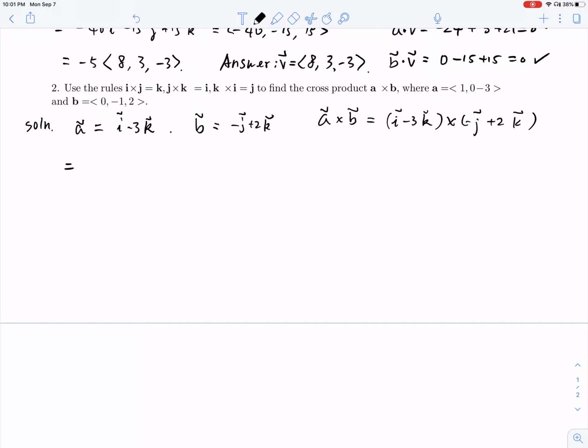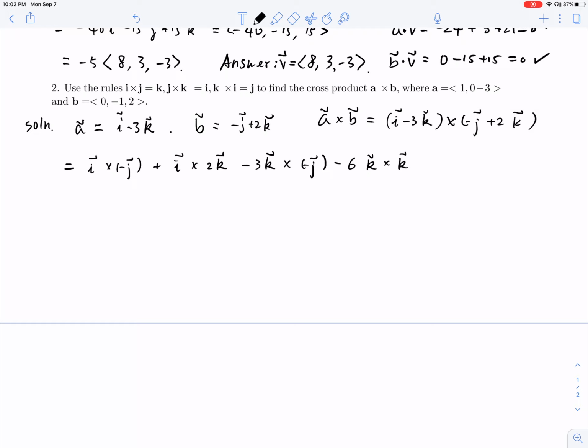So we're going to do the following thing first. The first one, we're going to have i cross negative j, and then plus i cross 2k. Now, constant factors can be put in the front, so we're going to do that a little later. And then minus 3k cross negative j. And then last one is going to be negative 6k cross k. Okay.